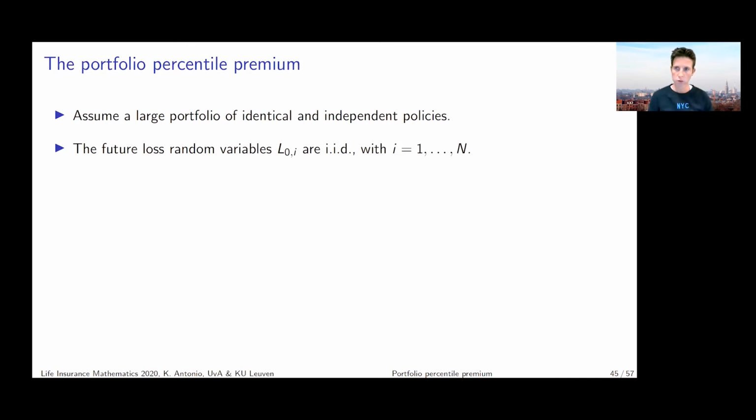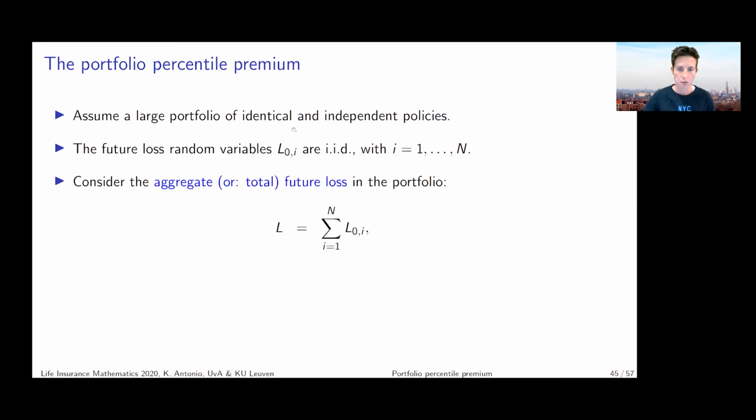But now we have one such variable for each contract that is sold to a policyholder. So if we look at the total loss in the portfolio, then we're dealing with the sum of those L_0^i's, where i runs from 1 up to capital N. And then we can say something about the expected value and about the variance of this random variable L. First of all, for the expected value, that is the expected value of the sum. That's the sum of the expected values. They all have the same distribution, so they have the same mean. So we get N times the expected value of one of these loss random variables.